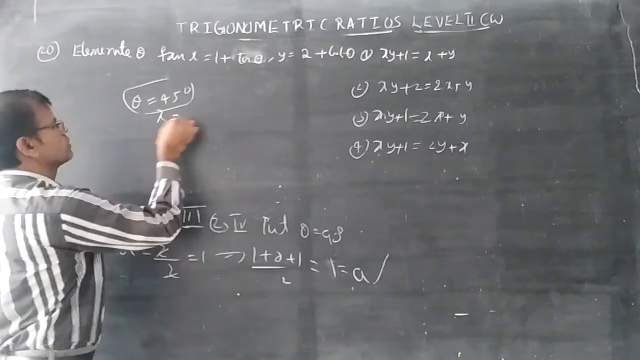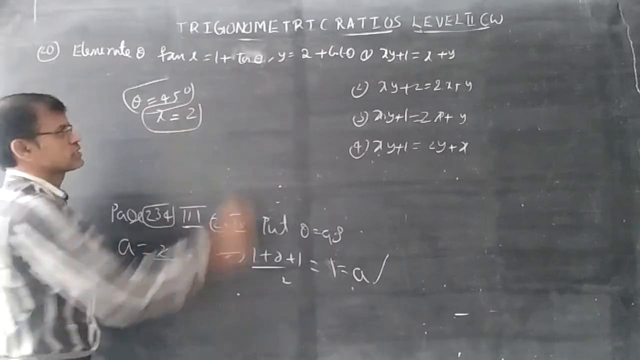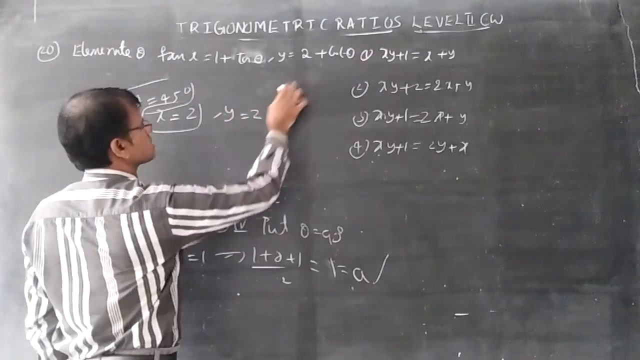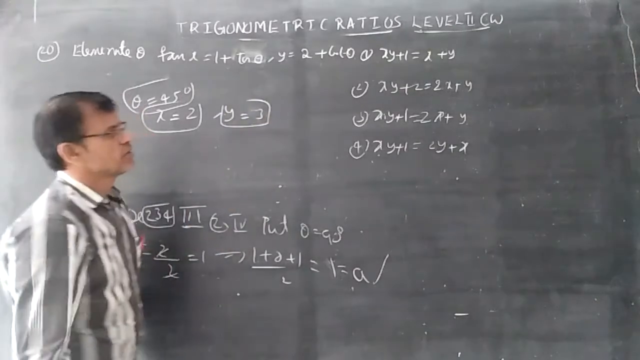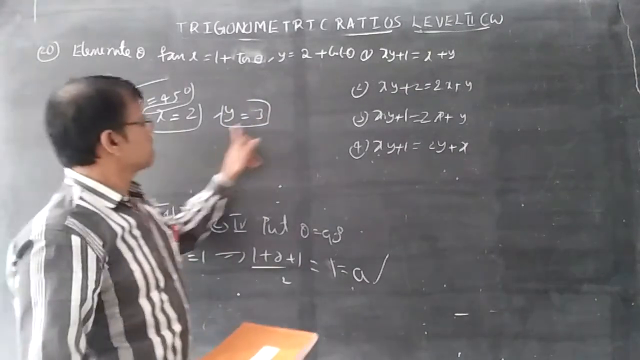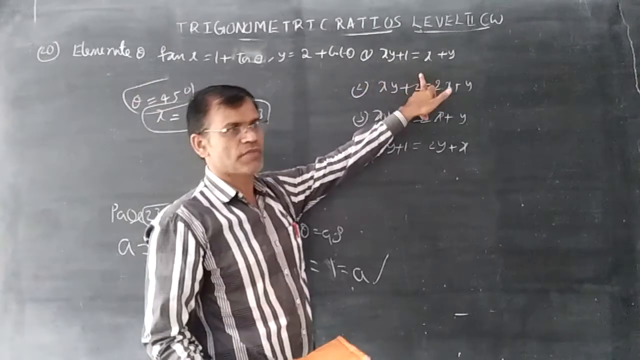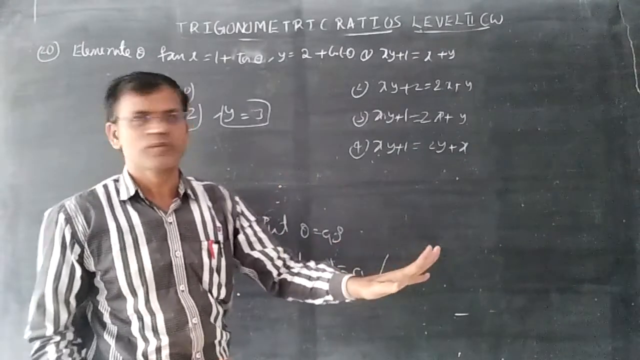Simply put theta is equal to 45, then tan 45 becomes 1, 1 plus 1 becomes 2, so x is equal to 2. In a similar way, y is equal to 2 plus cot 45, which is 2 plus 1, 3. Substitute the values of x and y here. 2 3s are 6 plus 1 becomes 7. x plus y is 2 plus 3, 5. 7 equal to 5 is wrong.